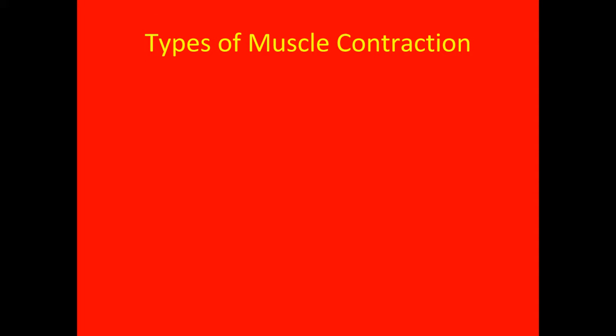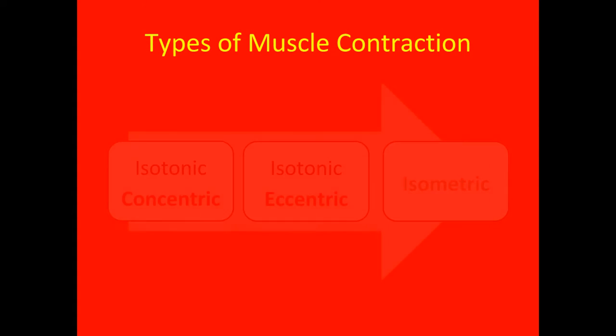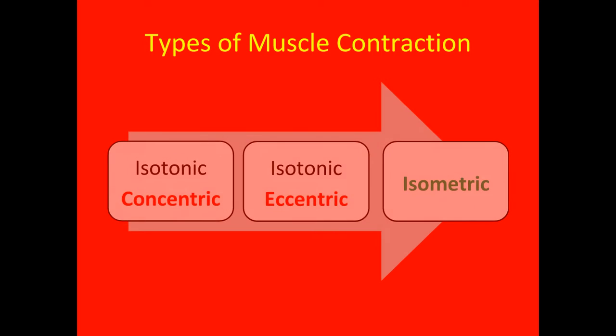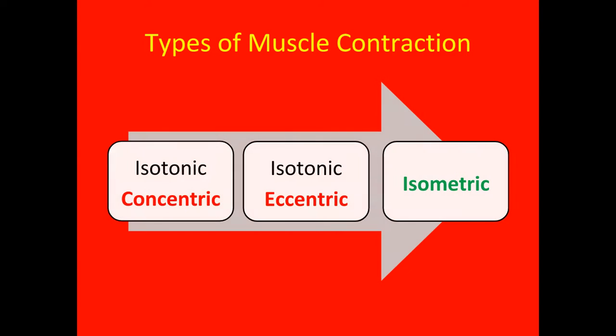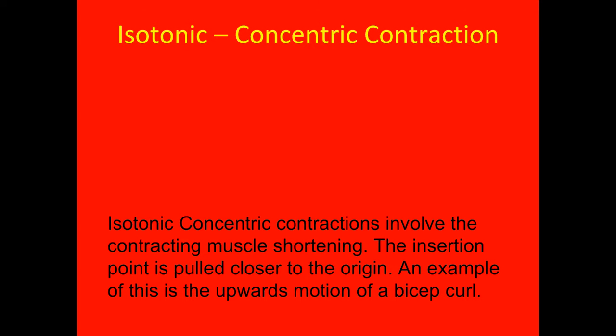There are three main types of muscle contraction. These are concentric isotonic, eccentric isotonic, and isometric. First of all, concentric isotonic. Isotonic concentric contractions involve the contracting muscle shortening. An example of this is the upwards motion of a bicep curl, in which the biceps brachii shortens as it contracts.